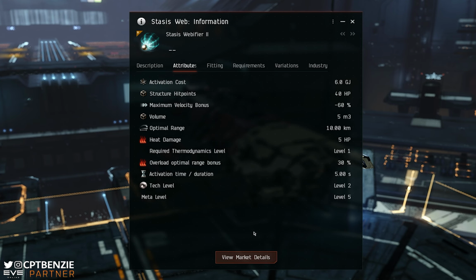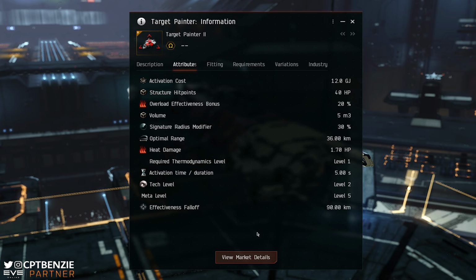Let's move on then to the Target Painter. Target Painter is, again, a fairly straightforward module with a couple of little kinks in the middle there just to keep things nice and confusing. Now, whereas a Stasis Webifier has an optimal range and that is it, we have more with the Target Painter. We've got the optimal range and then we've actually got sort of like a fall-off beyond that. Here you can see on a Target Painter 2, the optimal range is 36 kilometers, the effectiveness fall-off is 90 kilometers. So as you go beyond 36 towards 90, the effectiveness of the Target Painter reduces to 50% of its actual effect, and then as you go beyond that, it reduces even further.